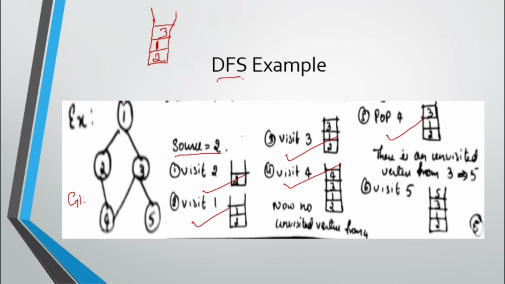Now again I come back to 3. From 3 you have 3 elements, 1, 4 and 5 in its adjacency list. I have already visited 1 and 4, and I have not visited 5. So put the 5 into the stack. That is what they have shown.